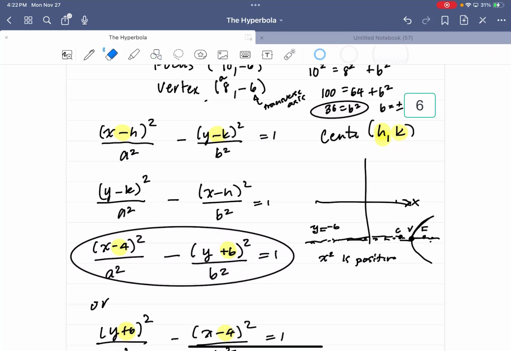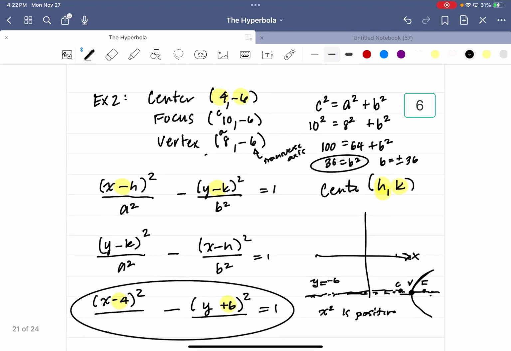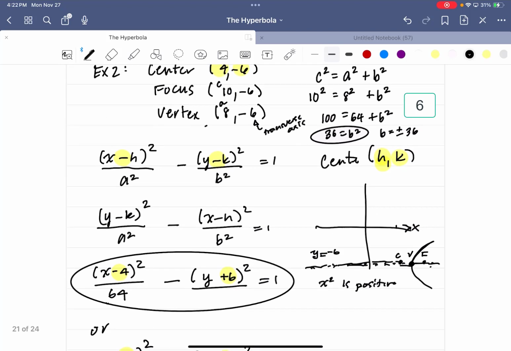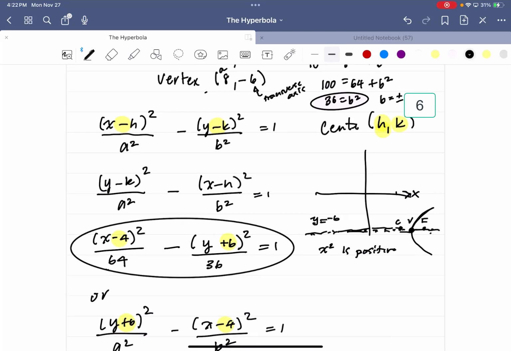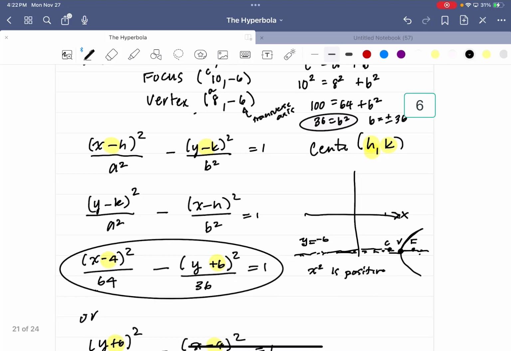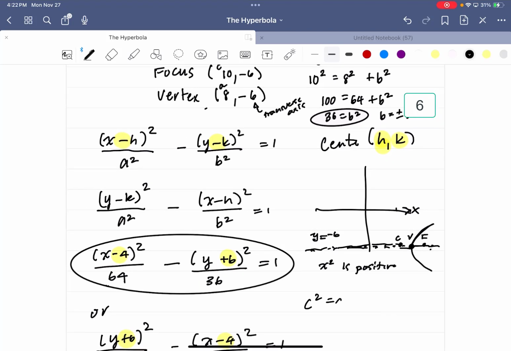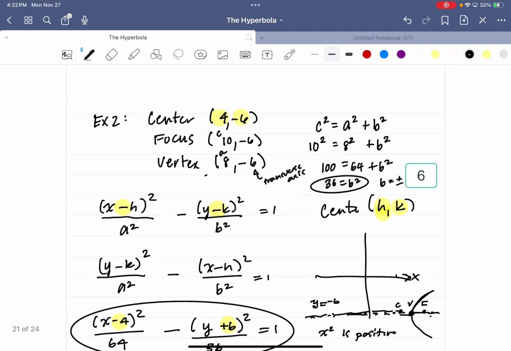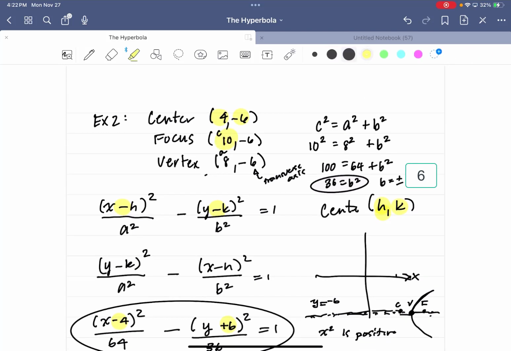So I'm going to go down here and erase this b squared and this a squared, and I'm going to say my a squared is 64 and my b squared is 36. Check that to make sure your foci work. Remember, c squared is a squared plus b squared, so c squared is 64 plus 36. That c squared is 100, and so c is plus and minus 10. And look, here we have this plus 10, so that makes sense.